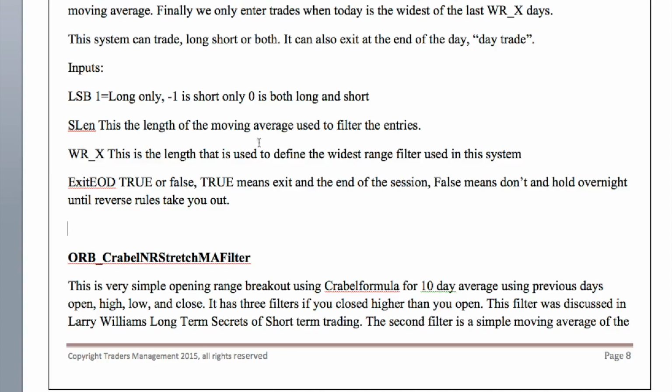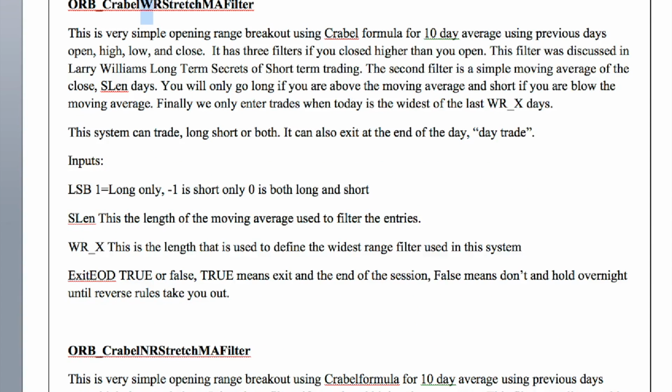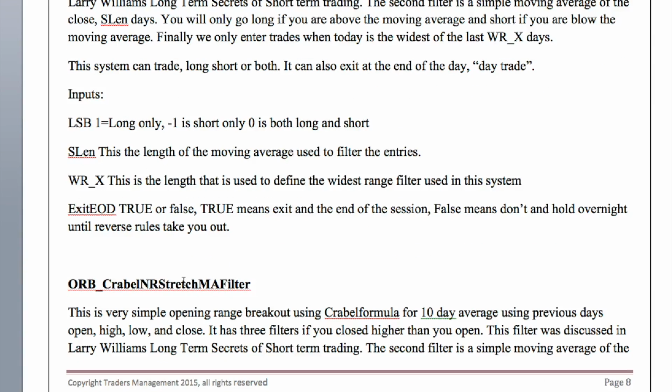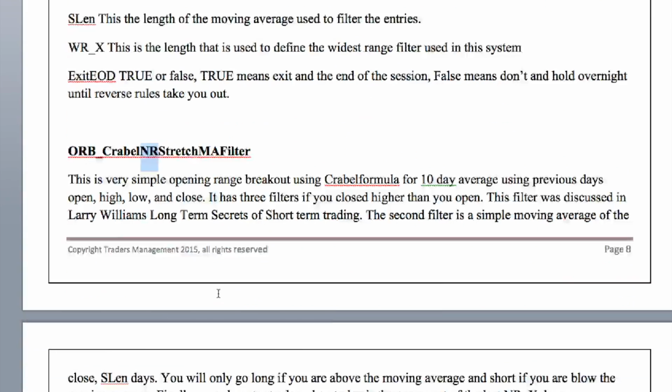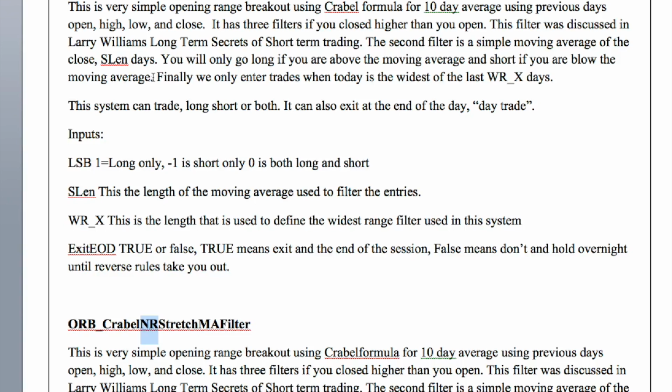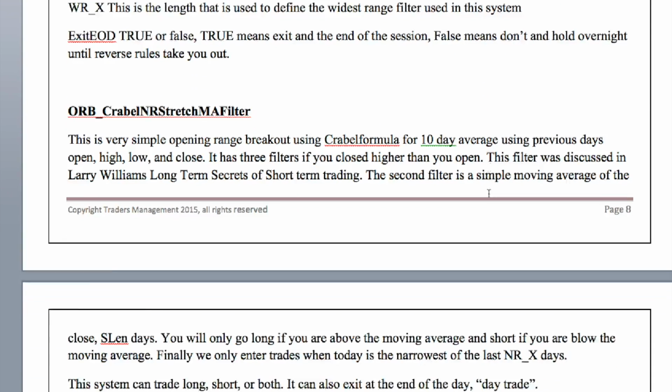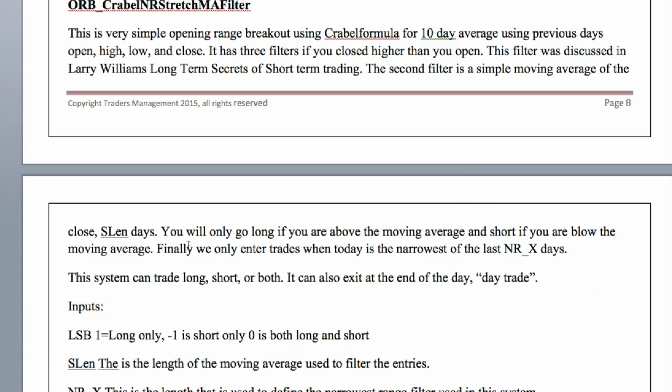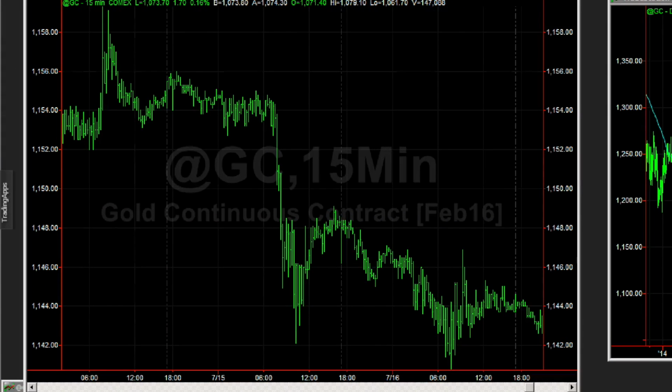Likewise with WR, the wide range filter, we also have a Crabel NR, narrow range filter. Whereas the wide range filter, we only enter trades during the widest day of the last X number of days back. Well, here we need the narrowest range day over X number of days. See how easy it is to insert a moving average filter. So let's go to insert another strategy.